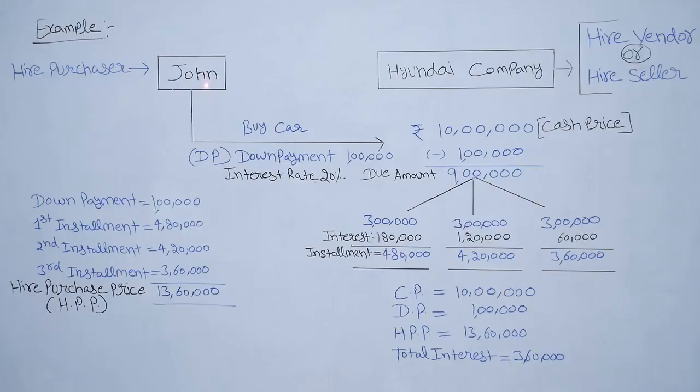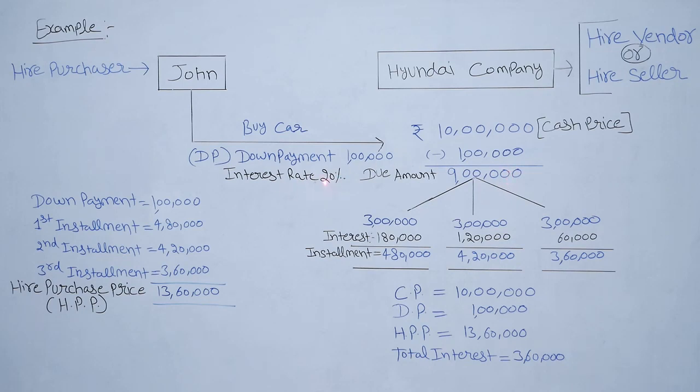Let's understand this through a small example. John is the buyer, and the buyer will be called hire purchaser. Hyundai company is the seller, and the seller will be called hire vendor or hire seller. John purchased a car of 10 lakh rupees from Hyundai company. This is the cash price, and he paid 1 lakh rupees as a down payment to the Hyundai company. So 10 lakh rupees minus 1 lakh, so the balance due amount is 9 lakh rupees.